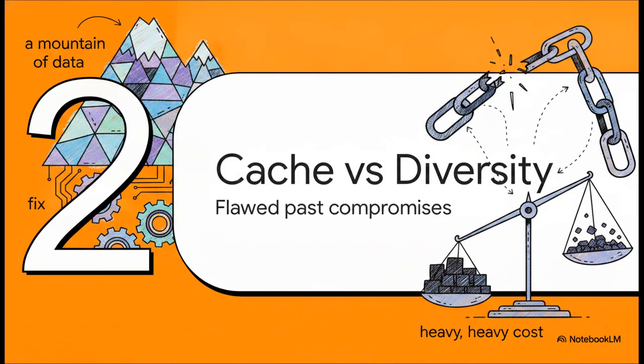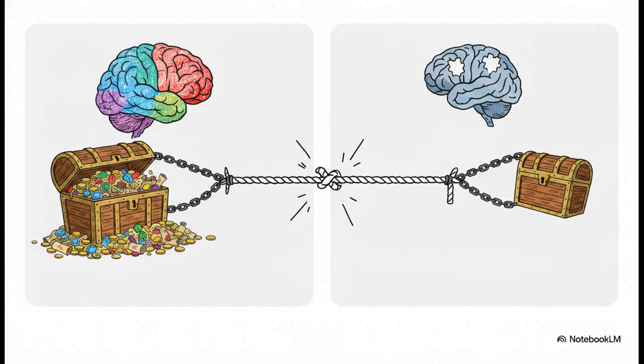Which leads us to Section 2, cache versus diversity, and the flawed compromises of the past. For the longest time, engineers have been stuck in this frustrating tug-of-war. On one side, you've got traditional multi-head attention. It gives you incredible diversity because every head learns to look at the text in a completely different way, making the model super smart. But as we just saw, it creates that huge unmanageable cache.